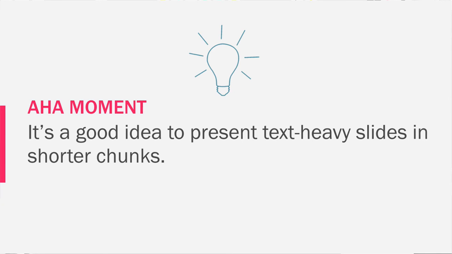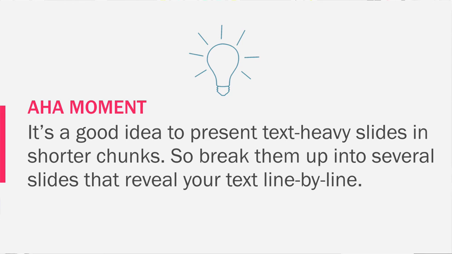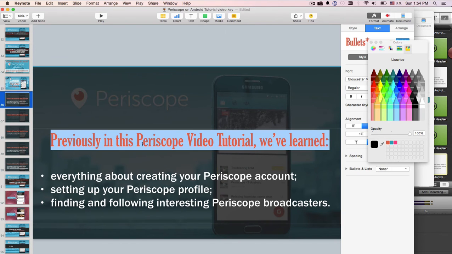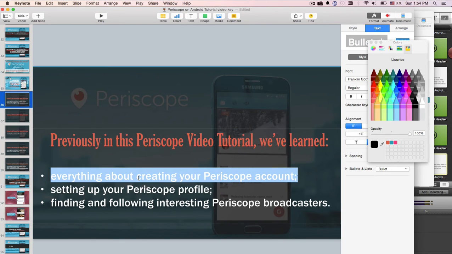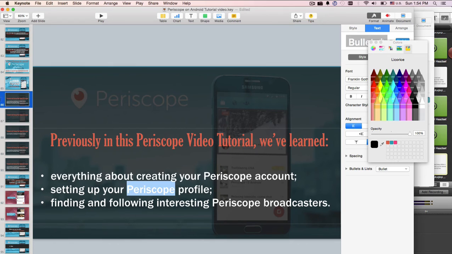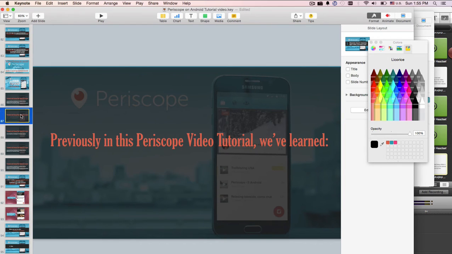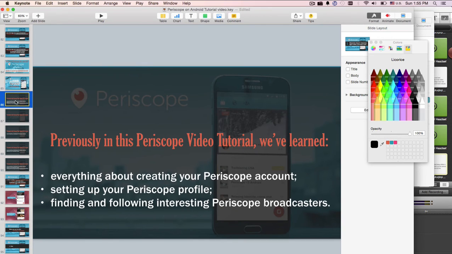It's a good idea to present text-heavy slides in shorter chunks. So break them up into several slides that reveal your text line by line. And here's how we're going to do that. So in the first slide, I want to show only the title of a slide and then present my bullet points one by one. So I'm going to take the slide, and I already did this here before, but now I'm going to show you how I actually did it.